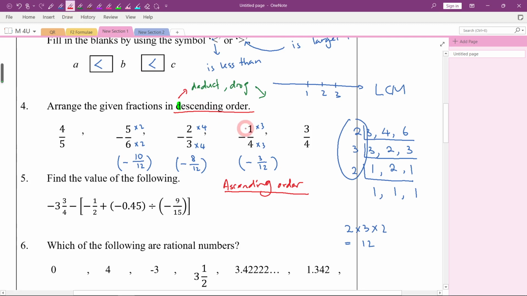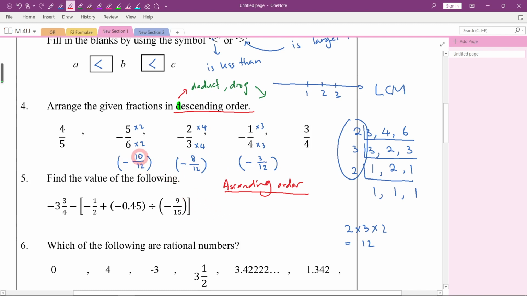Let's start from the smallest first. This is the smallest. Whenever you have a hard time to determine which one is smaller, you just think about money. Lose 10 ringgit, lose 8 ringgit, lose 3 ringgit. So now you know, right? So negative 10 over 12 is the smallest one.